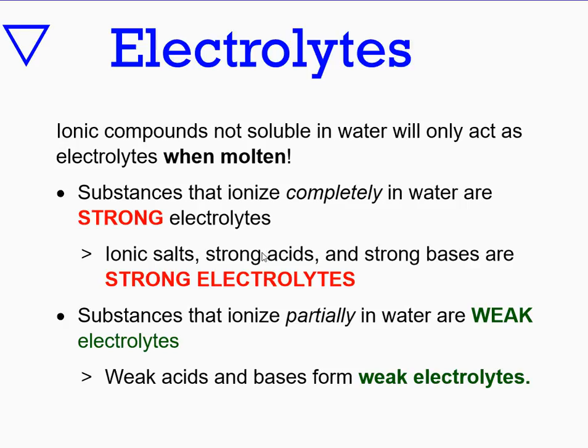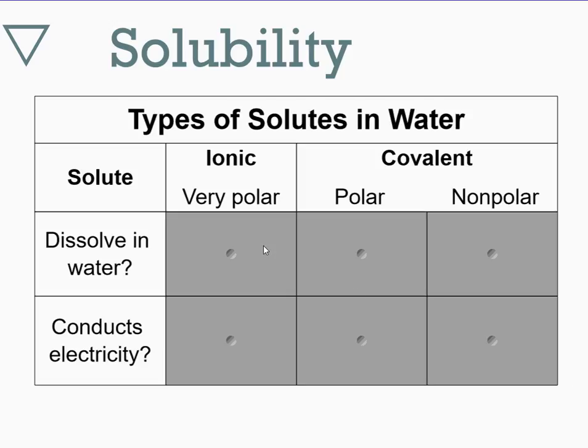We'll define strong acids and strong bases in a future unit, but these are terms you need to understand right now. Strong electrolytes put a lot of ions in solution. Weak electrolytes only put a little bit of ions in solution. Weak acids and weak bases, which we'll define in the near future, are considered weak electrolytes because they put a small amount of ions in the solution.